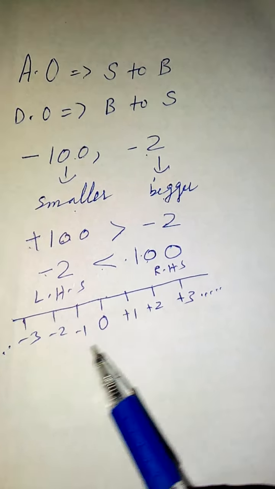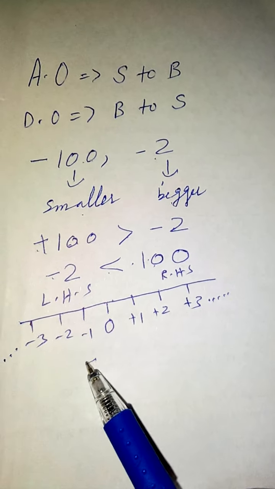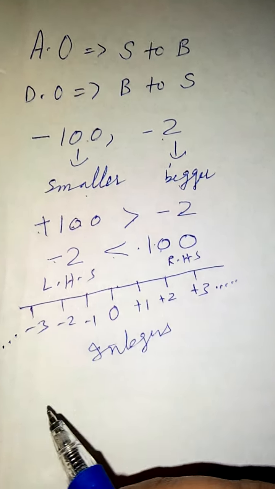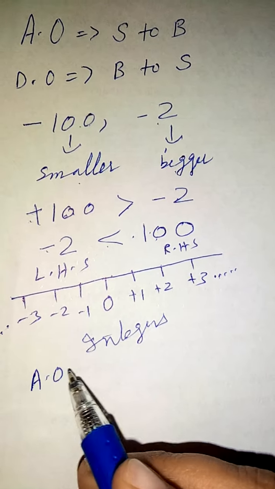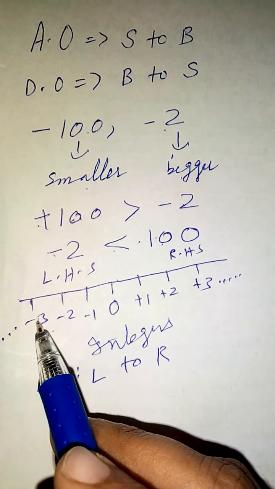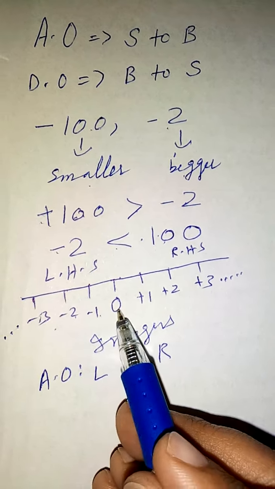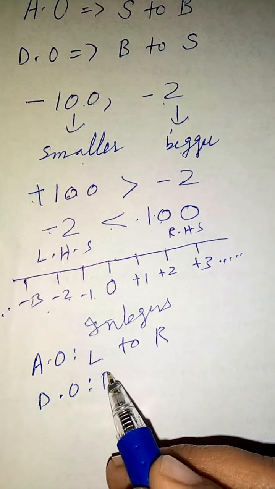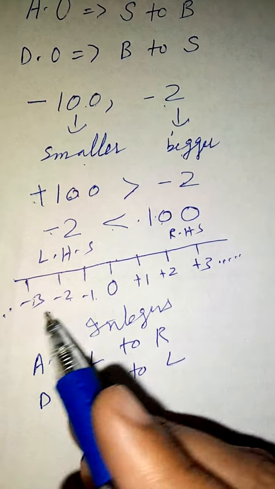So the number line is used to represent the integers, and integers are the combination of positive and negative numbers. On the number line, ascending order goes from left to right. It means -3, -2, -1, 0, and then the bigger ones. And the descending order is from right to left, big to small.